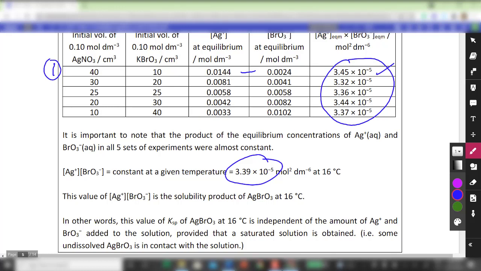However, if the solution already has a known concentration of silver ions or bromate ions, I can also introduce some silver ions or bromate respectively to the solution, and precipitation will still occur, and both of them will be able to maintain a separate equilibrium concentration of the respective ions. So you need to be aware of this, and later on you'll be introduced to the idea of the common ion effect, and having this understanding is very important for you to appreciate it.